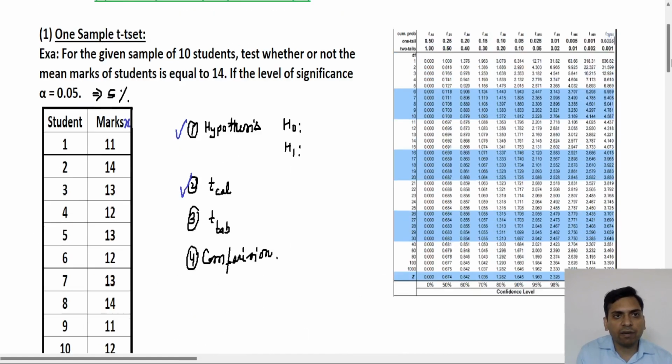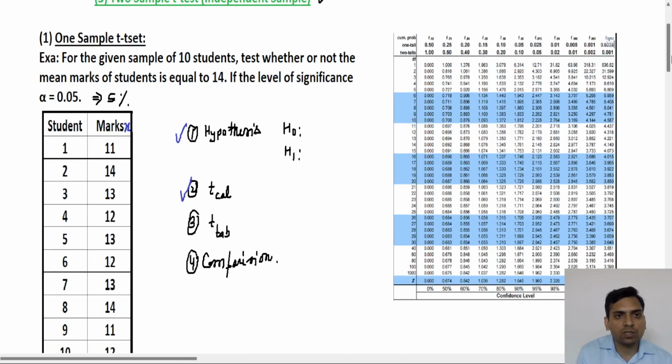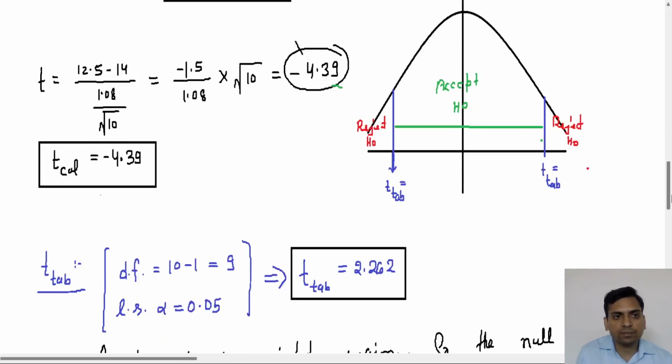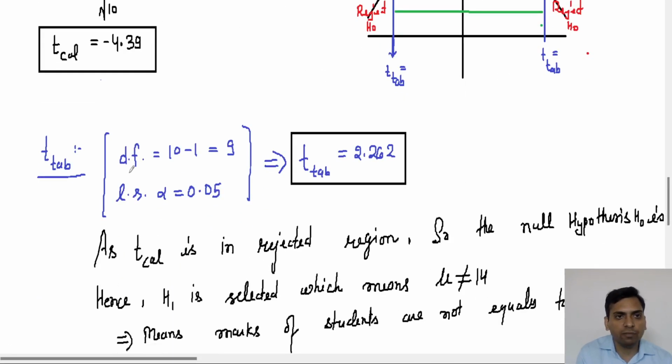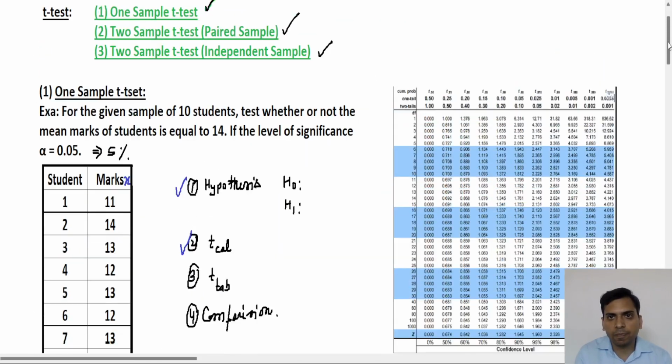So for t tabulated value, we need two things. First is degree of freedom. As there are 10 observations, 10 minus 1 gives degree of freedom 9. And this is level of significance, already given, alpha is equal to 0.05. So on the basis of these two things, degree of freedom and level of significance, we will find t tabulated value from t table.